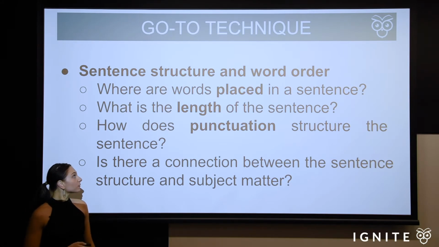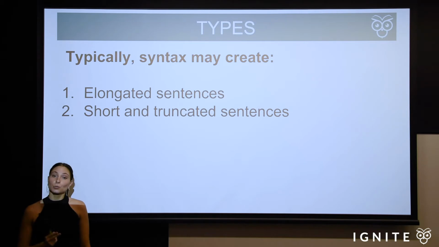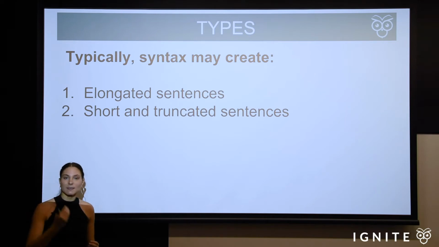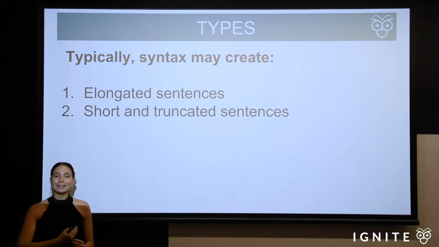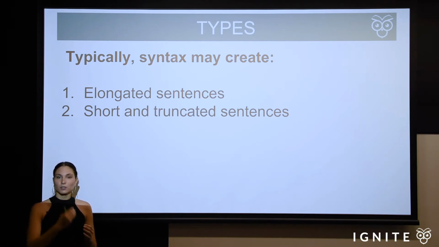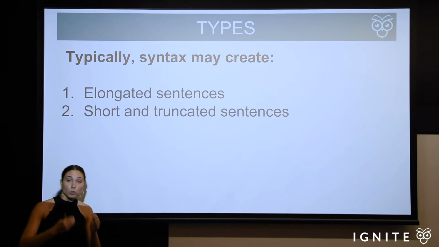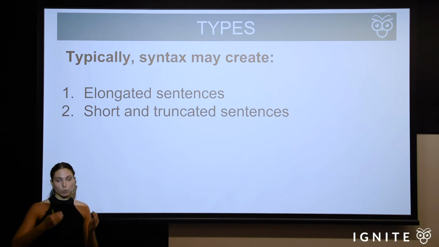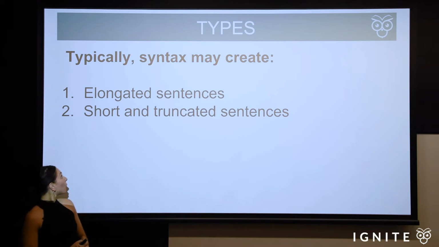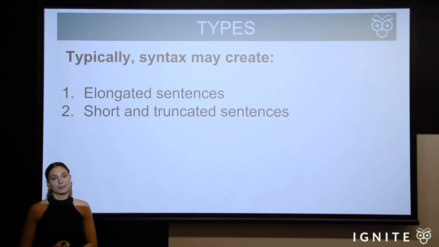Typically, I find it useful to think about syntax in two ways. When we're looking at a sentence, if it's quite long and drawn out with lots of commas, we would refer to that as elongated syntax. Conversely, if you've got a sentence that's really quite short, truncated and repetitive in its structure, or if you have multiple sentences that mirror that short and repetitive structure, we would call that short and truncated syntax.